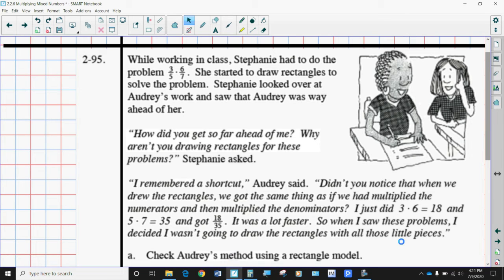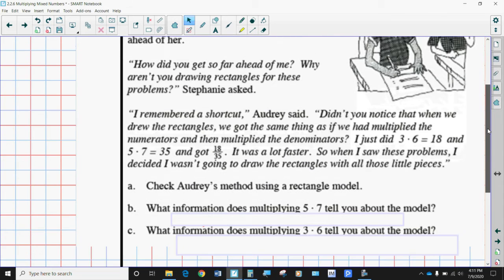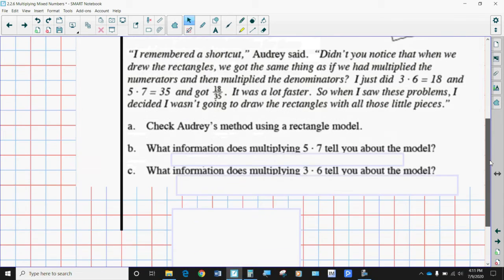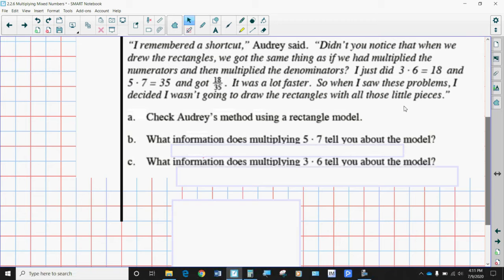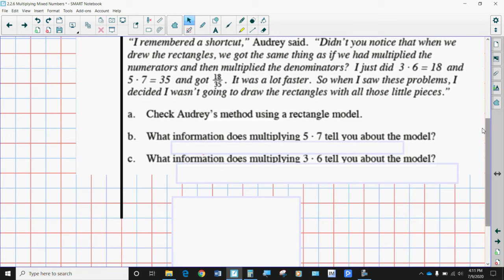So when I saw these problems, I decided I wasn't going to draw the rectangles and all those little pieces, and I'd say, hey, Aubrey, good thinking. You know, that's a problem solver. In mathematics, I think one of the number one goals is to try and figure out the easiest way to do our work, right? Work smarter, not harder. And don't say that to me when I ask you to show your work, though.